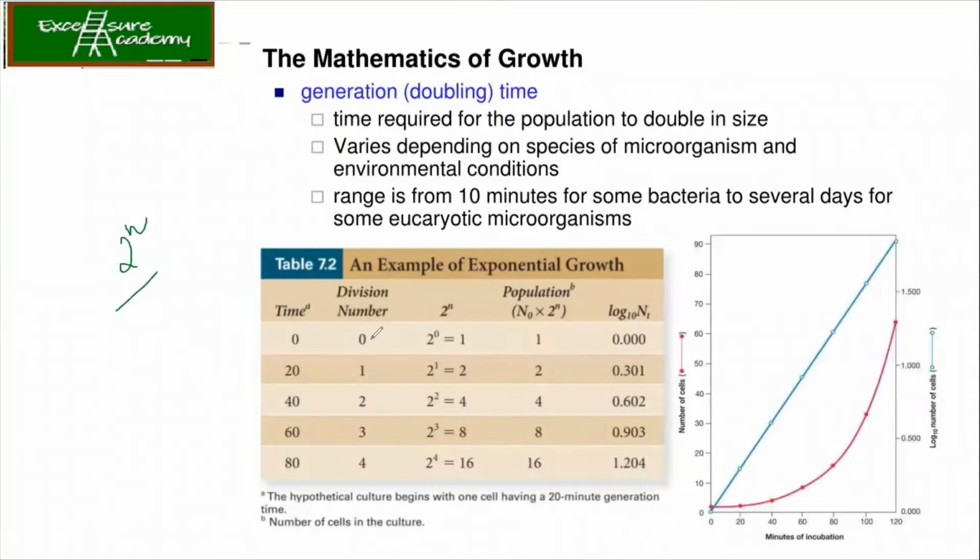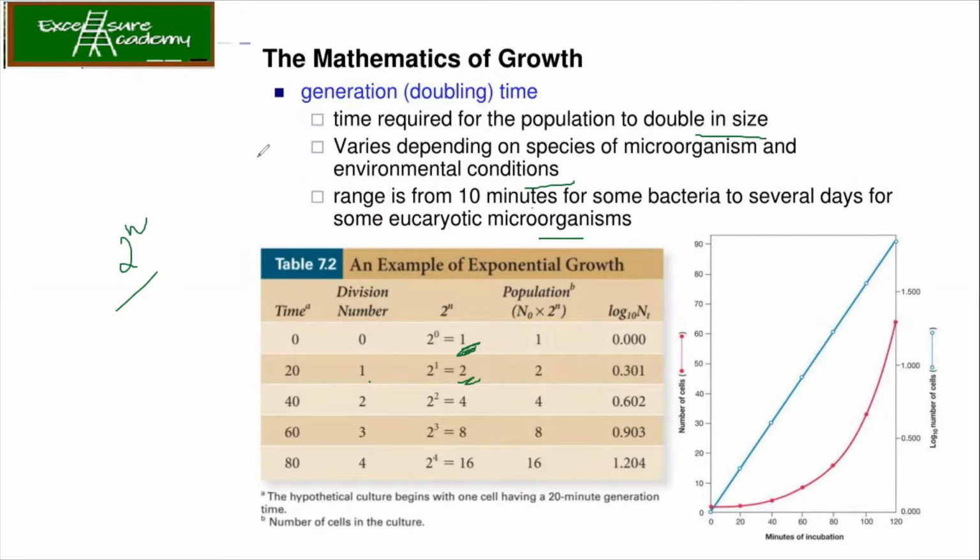If the number of divisions is 0, it means there is only one bacterium. If it is 1, then 2 raised to 1, you will get 2. So it is going exponentially. Nothing new in this. The time required for the population to double in size is the generation time. It varies depending on the species and the environmental condition, and ranges from 10 minutes for some bacteria to several days for eukaryotic organisms.